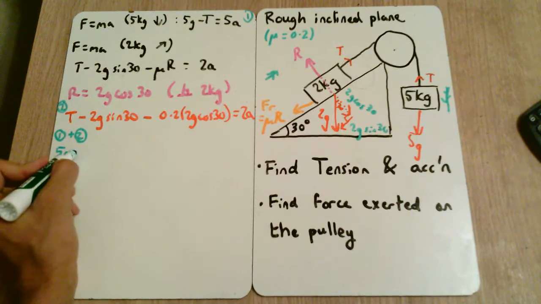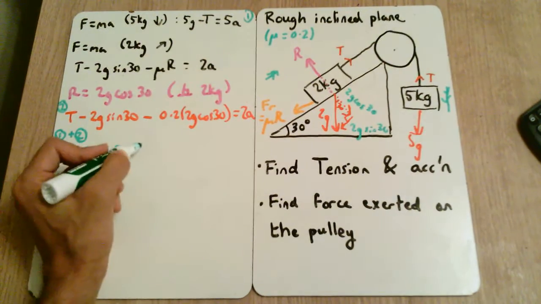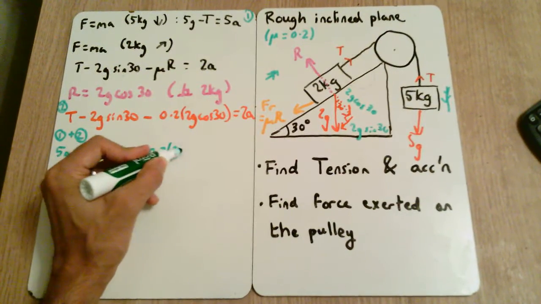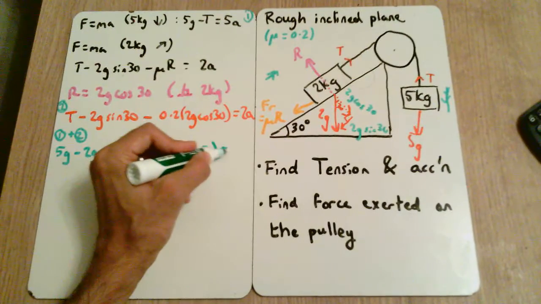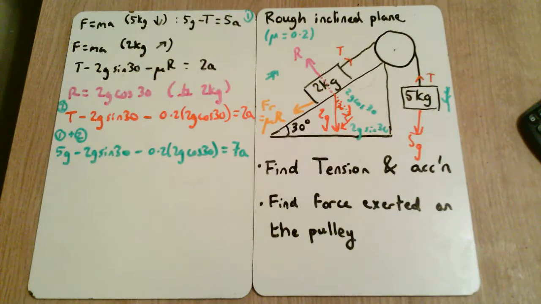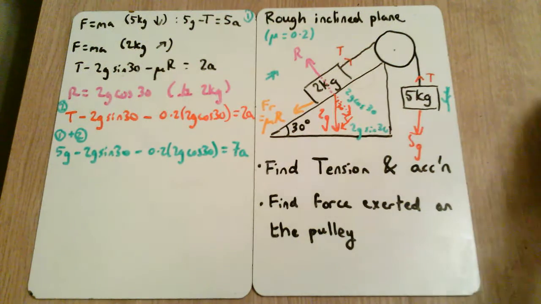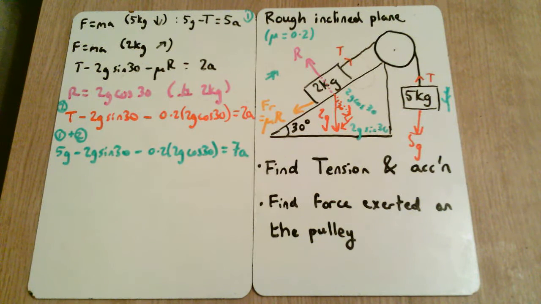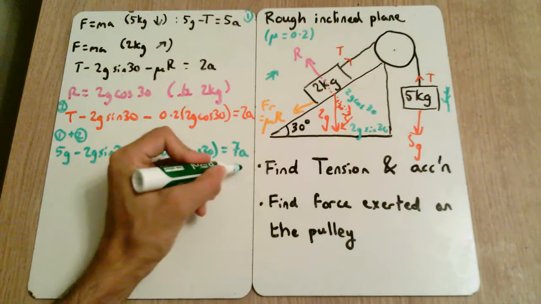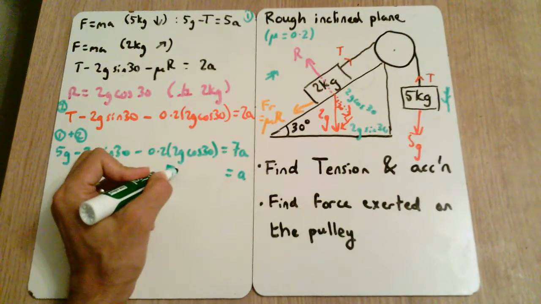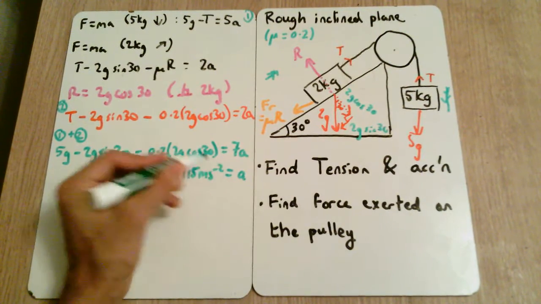That gives us 5g minus 2g sin 30 minus 0.2 times 2g cos 30 is equal to 7a. 2a plus 5a makes 7a. And now if we work that out on our calculator, g has a value of 9.8. So 5 times 9.8 minus 2 times 9.8 sin 30 minus 0.2 times 2 times 9.8 times cos 30 gives us on the left-hand side a value of 35.8. And when we divide that by 7, our acceleration is equal to 5.12, or 5.115 meters per second squared.